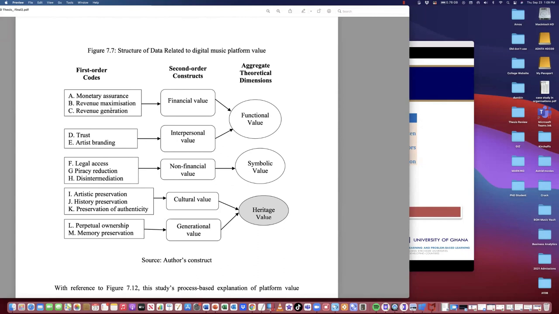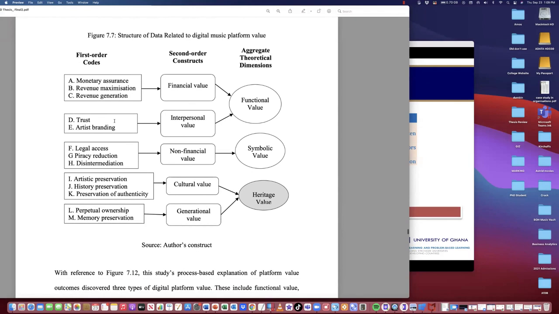Okay, let's do that. Francis, look at you. This is your area. Monetary assurance, revenue maximization, revenue generation, all of them is what? Financial value. Is that true? Hey, he's asleep. Okay, all right. Rest time. Is that true? No, he's analyzing it.